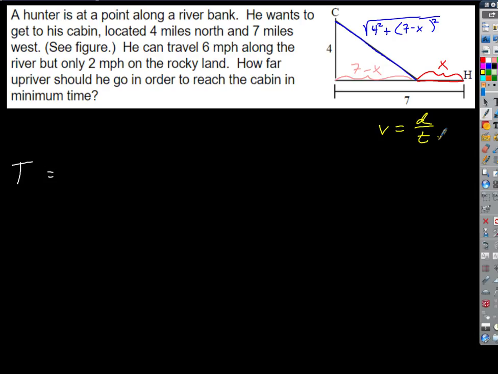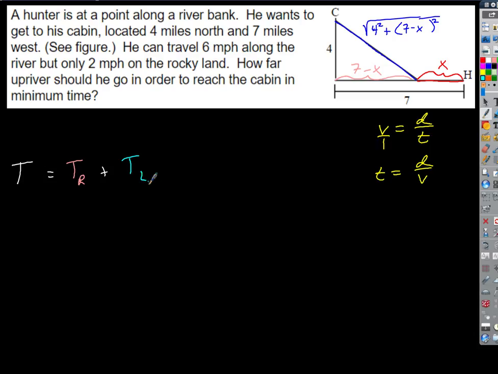We'd want to solve that for t. You know the trick: if you have a ratio equation, you can exchange diagonally in one step, the same as cross multiplying and dividing by v. That gives us time equals distance over velocity. So we can break this into two parts: the total time is the time along the river plus the time over the land.